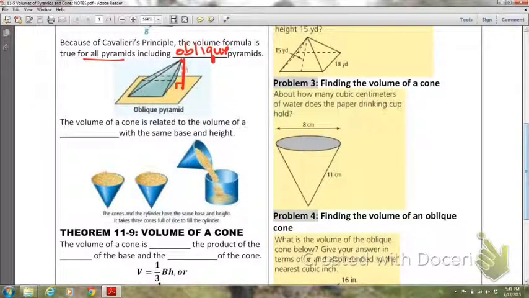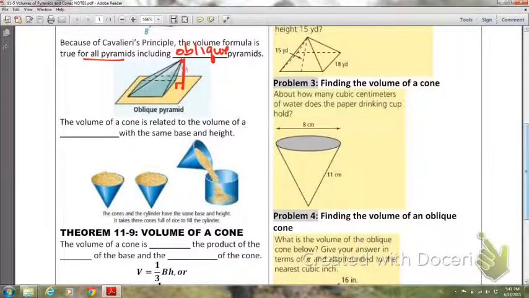It just may not be on the base of the pyramid, but it's on the same plane as the base of the pyramid. So it's the same formula, whether it's a right pyramid, upright, or whether it's oblique and leaning.